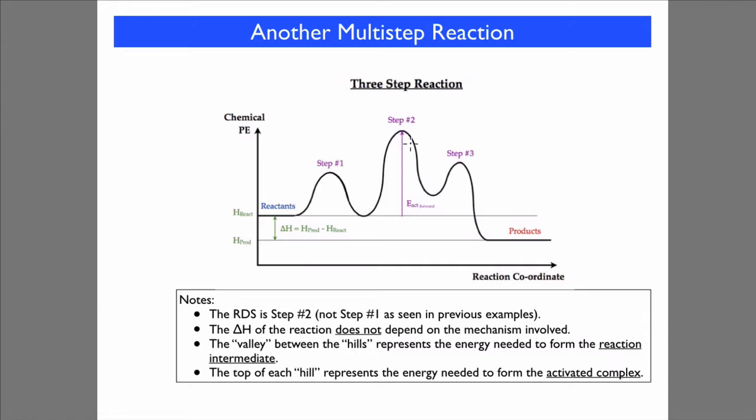And the top of each hill represents the energy needed to form the activated complex. So at each point here and here, you have reaction intermediates, and at the top of the hill, you have activated complexes.